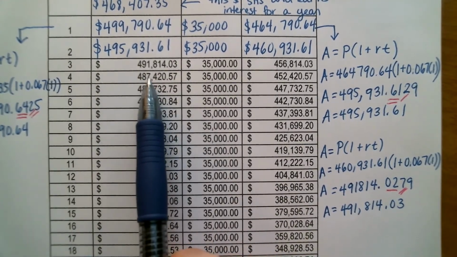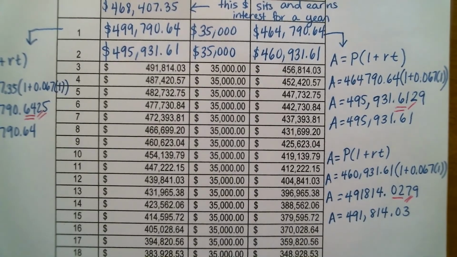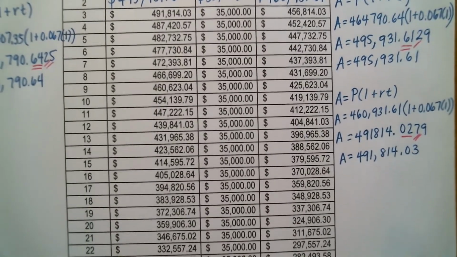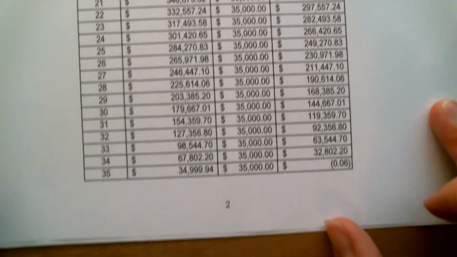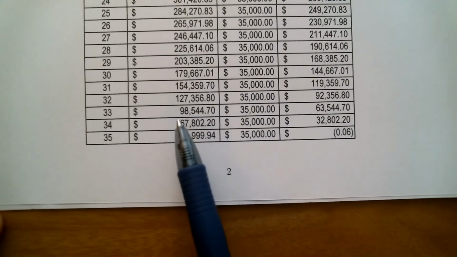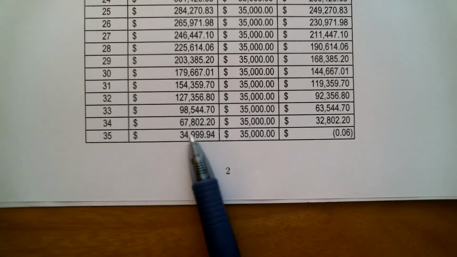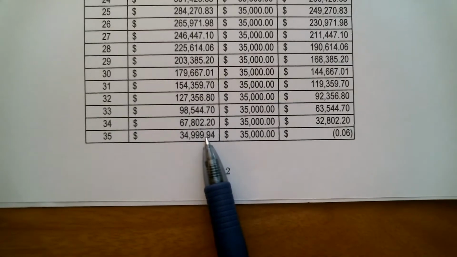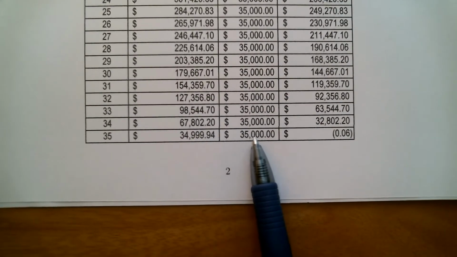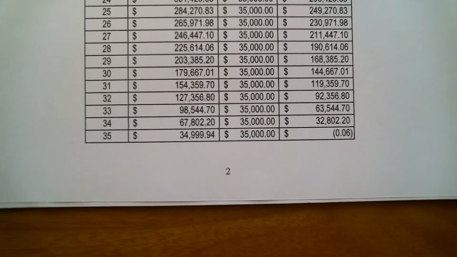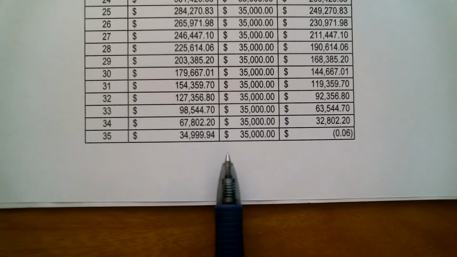That would bring you to this amount when it's time to make the fourth payment, and so on. Hopefully you get an idea of where these numbers are coming from. If you just keep doing this process over and over until all the 35 payments are made, when it's time to make the 35th or last payment, this is how much is in the account: just shy of $35,000. It's 6 cents short, maybe from rounding or whatever, but it is pretty much zero.